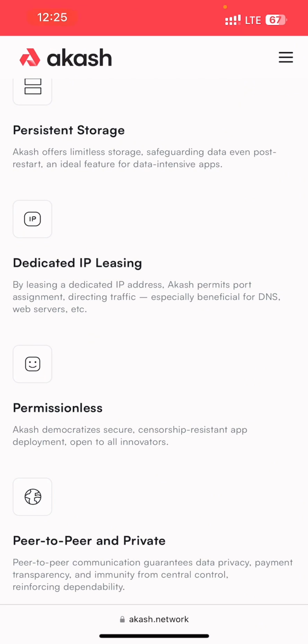This is the best project ever, and I want you all to join this project because believe me, it's not just me that's going to profit from it. You're also going to profit from it. You're also going to see the advantages of why you should join Akash.